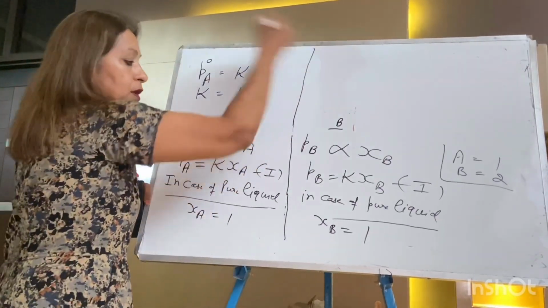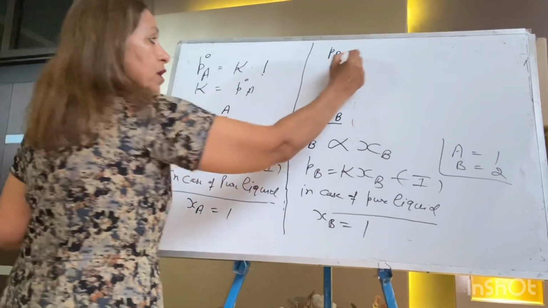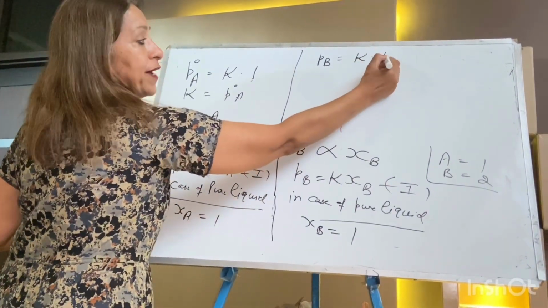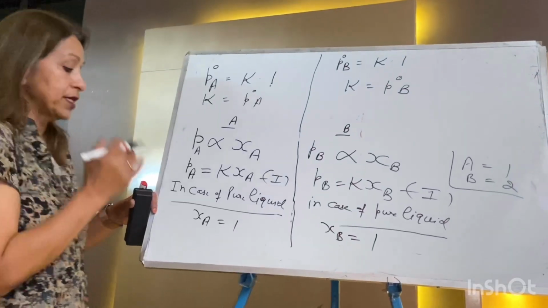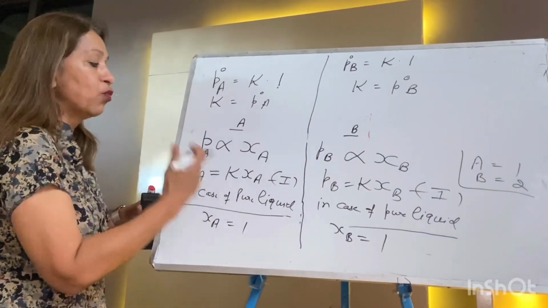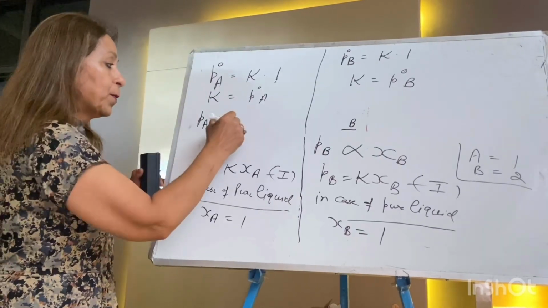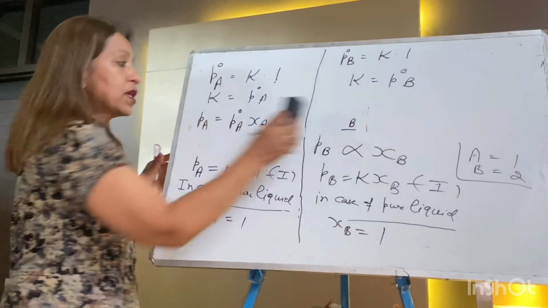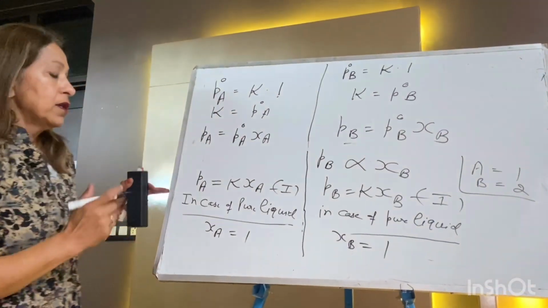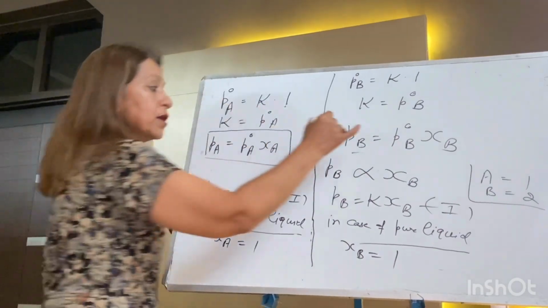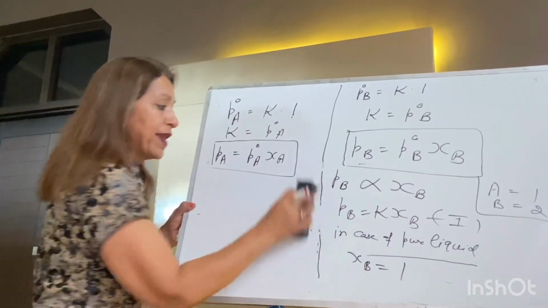Similarly, put XB is equal to 1 in equation 1. This comes PB is equal to K into 1. The moment you write 1, you write naught here. This comes K is equal to P naught B. This is the value of the constant. Now put K again in equation 1. This comes PA is equal to P naught A XA, and PB is equal to P naught B XB. Round it off. There are so many numericals. Whatever I round, that formula will be used in the numerical part.